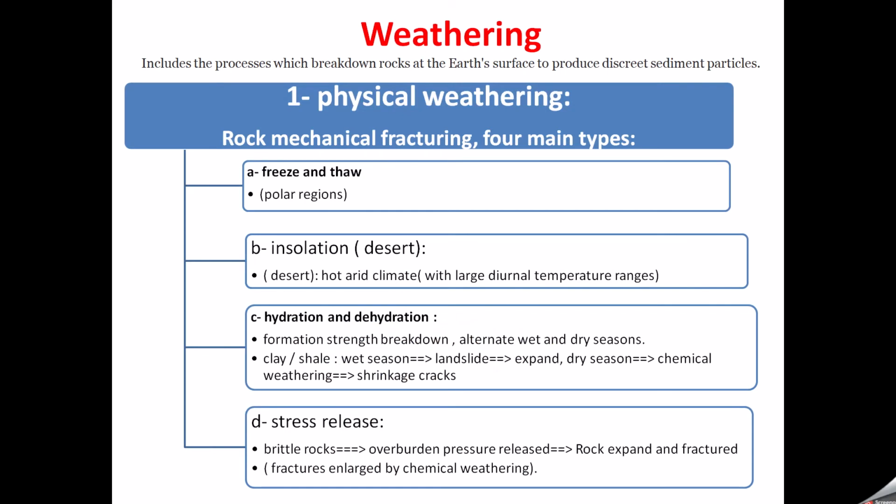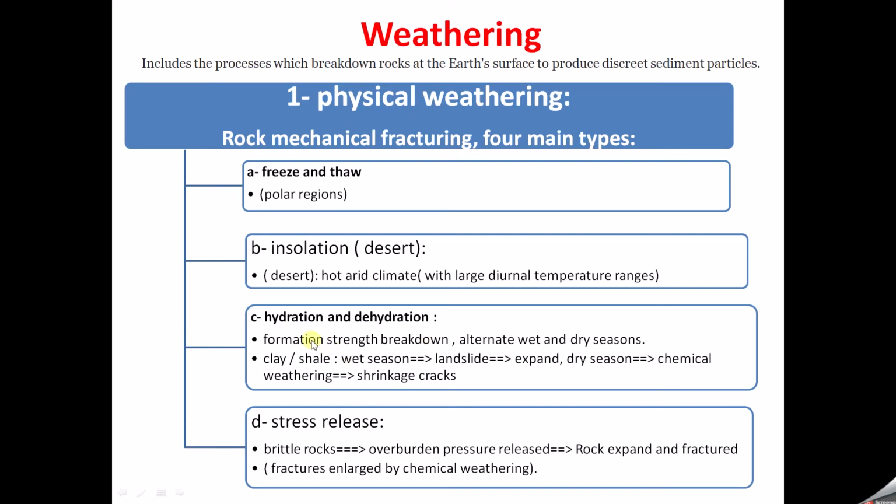The second type is insolation, as we said, happens in the desert where the rock is exposed to a wide range of temperature. During the day the temperature goes up to like 45-50 degrees, during the night below the freezing point. The rock is made up of minerals, and each mineral has a different rate of expansion and contraction, and this process of differential expansion and contraction will exert stress on the rock, and that stress is sufficient to create cracks and break down the rock into smaller pieces.